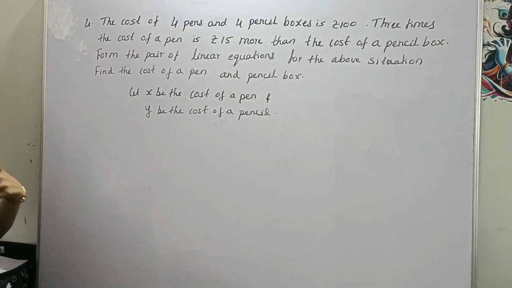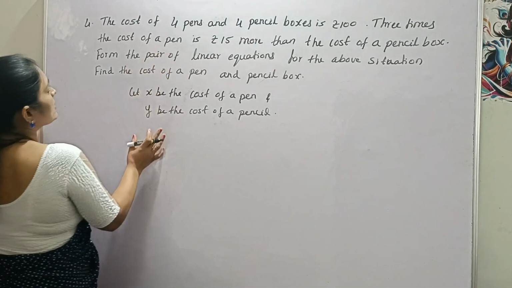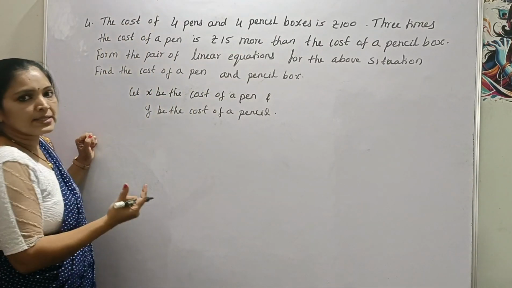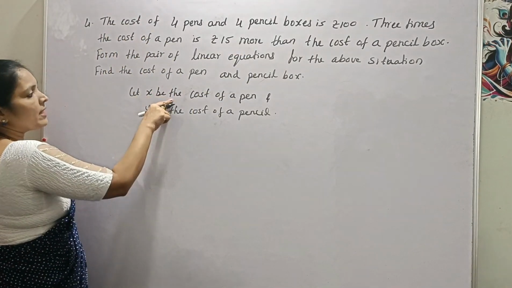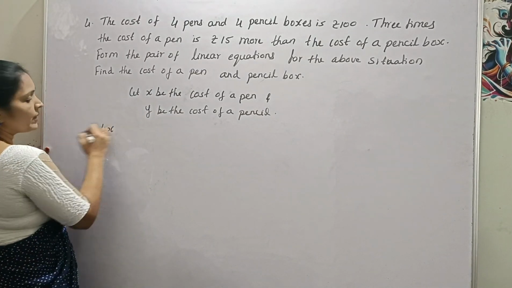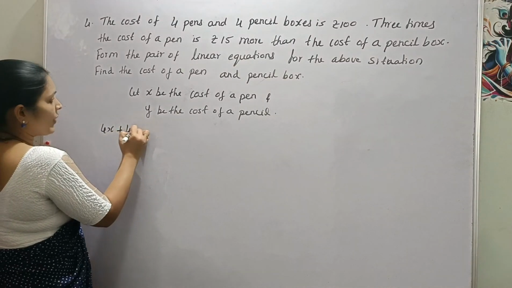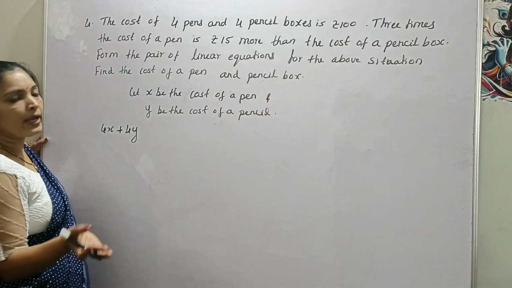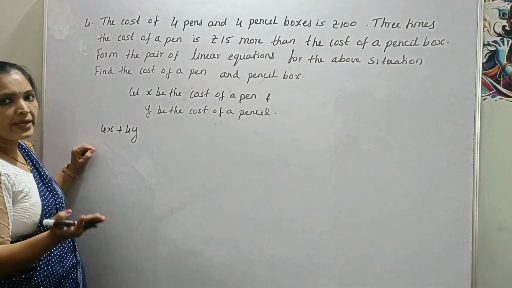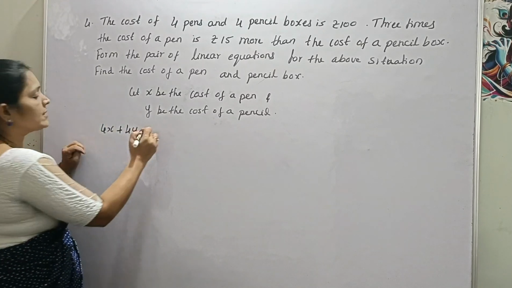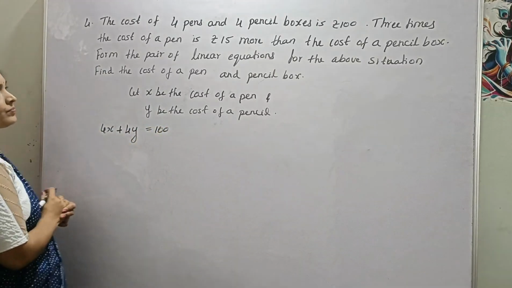Okay, now we have to write the linear equations. So here, see what is given. Given that the cost of 4 pens, x being the cost of a pen. So for 4 pens, what is the cost? 4x, right? Plus 4y. Cost of 4 pens and 4 pencils is rupees 100. That is 4x plus 4y is equal to 100, right?